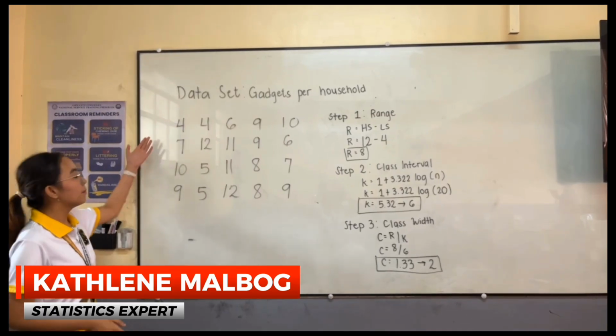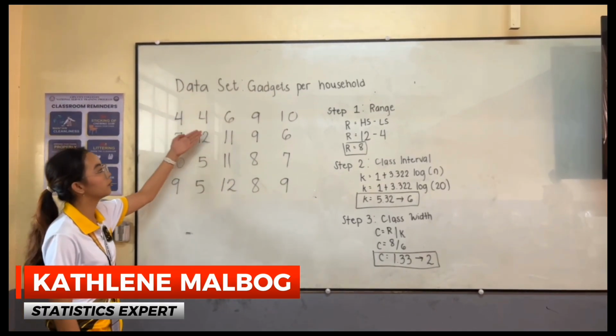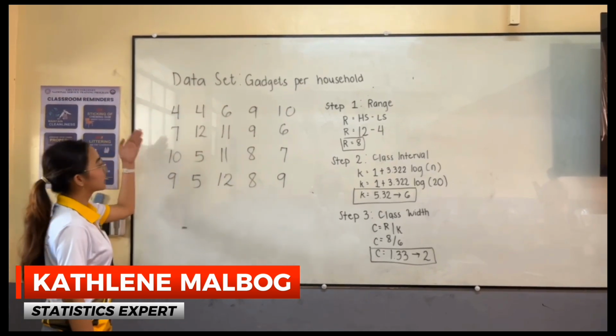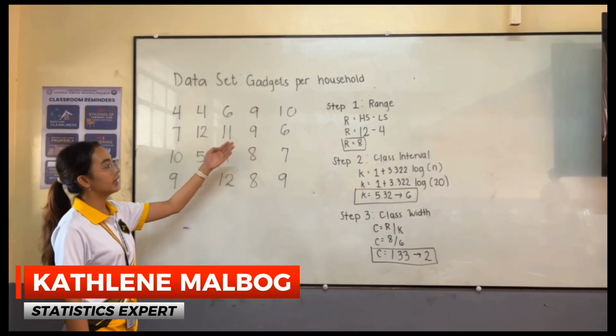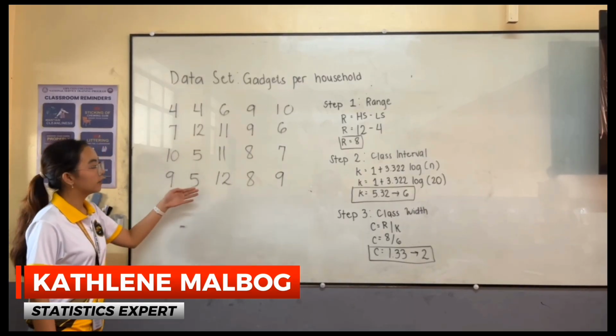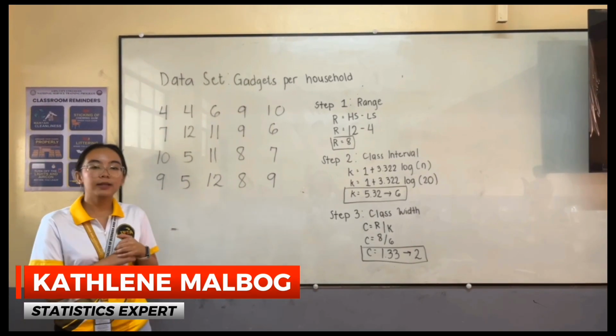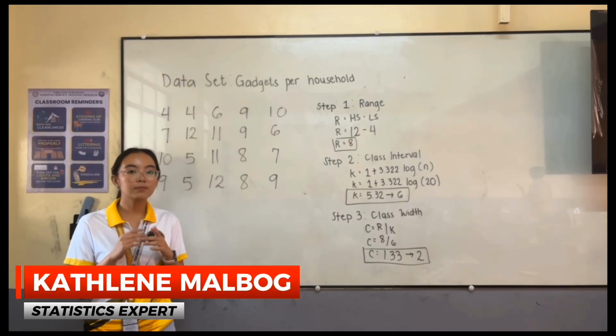So ito po yung mga data na nakuha natin for the first individual na 4, then next is 4, 6, 9, 10, then 7, 12, 11, 9, 6, then 10, 5, 11, 8, 7, then 9, 5, 12, 8, 9. So remember po na itong mga data set na to is pwede po natin silang i-arrange from lowest to highest, but it is optional po.